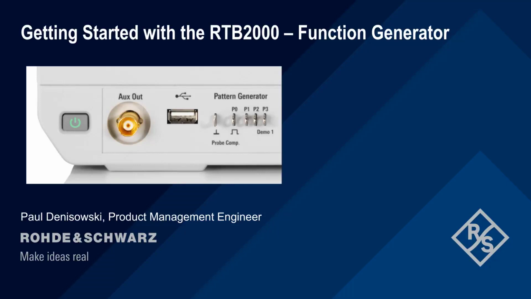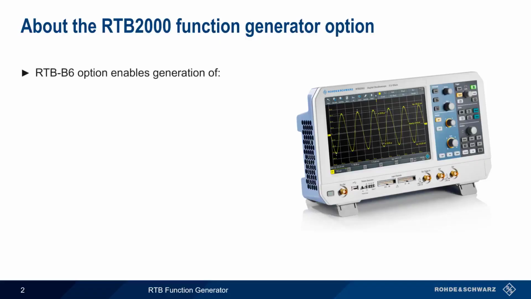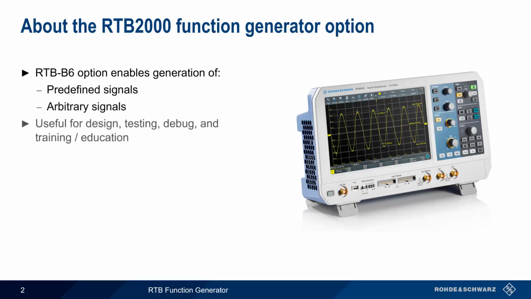In this presentation, we'll walk you through how to use the function and pattern generators on Rohde and Schwarz RTB2000 series oscilloscopes. Option RTB-B6 enables the creation of both predefined and arbitrary signals. These can be used for a wide range of applications, such as during design, testing, and debug. It's also very helpful for training or educational purposes.